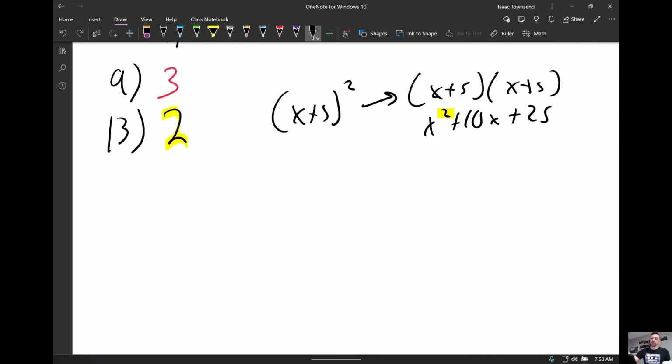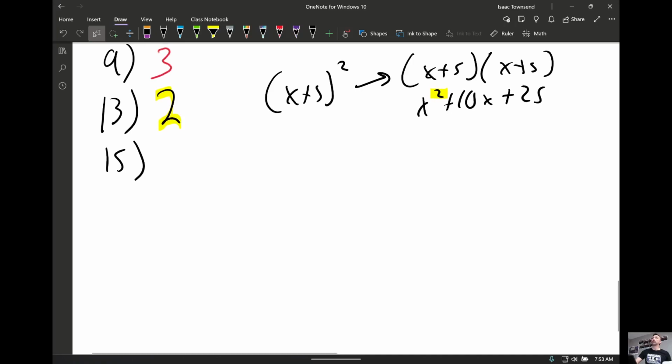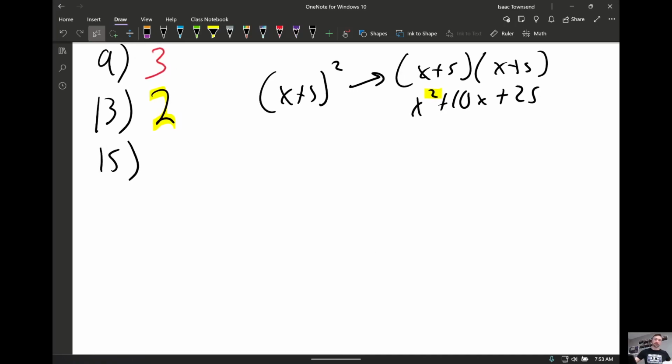Okay, and then 15 talks about something called the rational zero test. And I don't think, in most of my classes, there was anybody who thought that this was familiar.